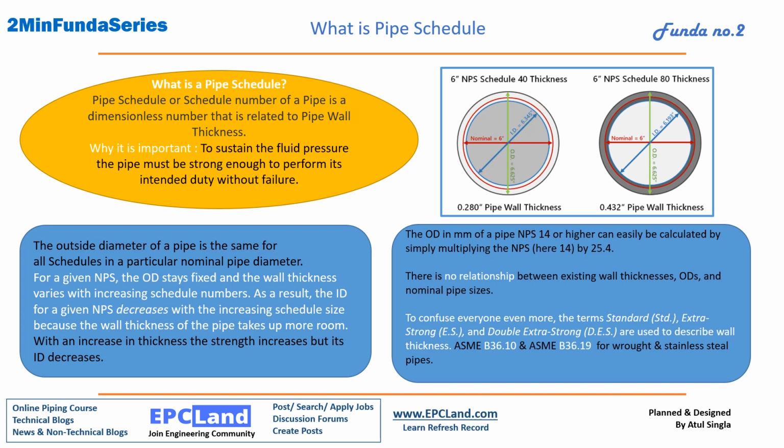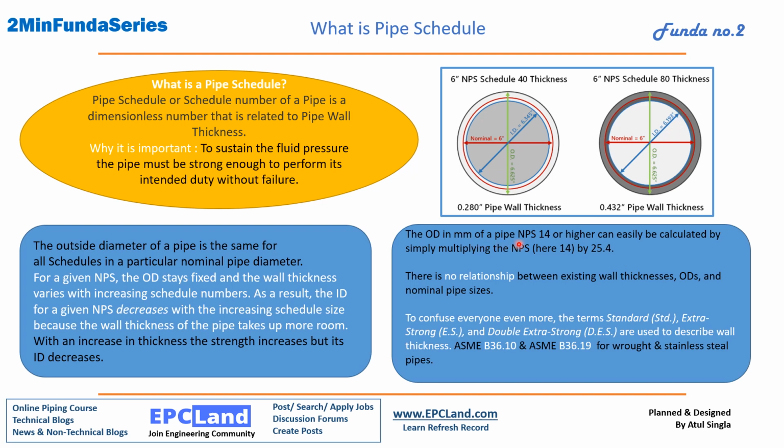For a given NPS, the OD remains fixed and wall thickness of pipe varies with increase in schedule number. As a result, ID of a given pipe decreases with the increase in schedule size. As the wall thickness is increasing, ID will keep on decreasing. With the increase in thickness of this pipe, the strength will keep on increasing. So lesser diameter, more thickness, more strength.